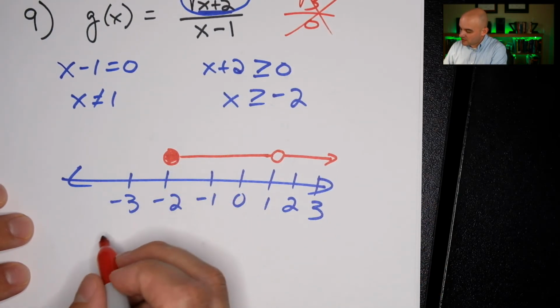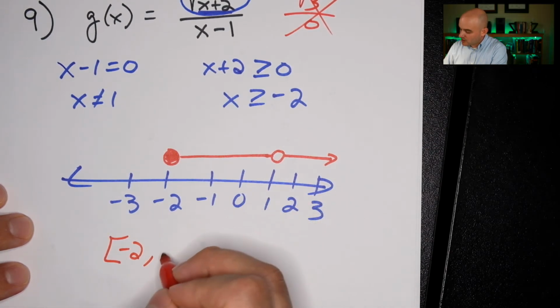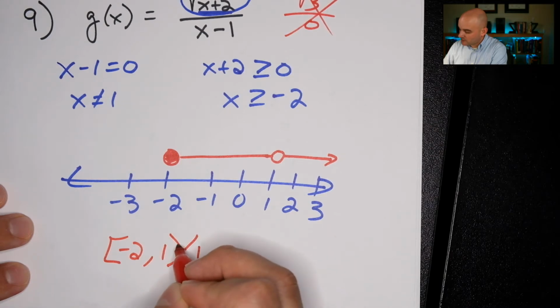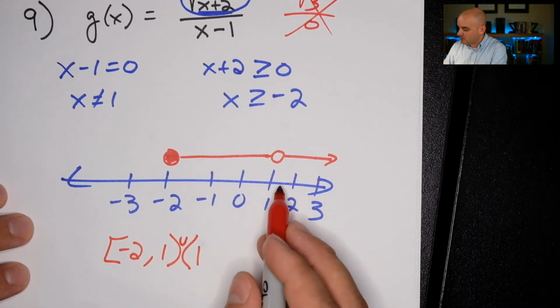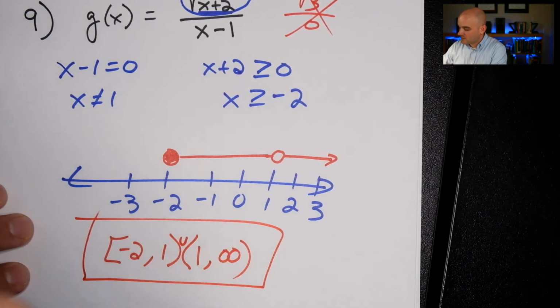So this is what it's got to be, the union between the two. So I'm going to start at negative 2, include it, go all the way up to 1, skip over 1. We're not including the 1. Don't forget you can put that union symbol in between if you're answering the homework. And then go to infinity. All right? There's your domain for that one.